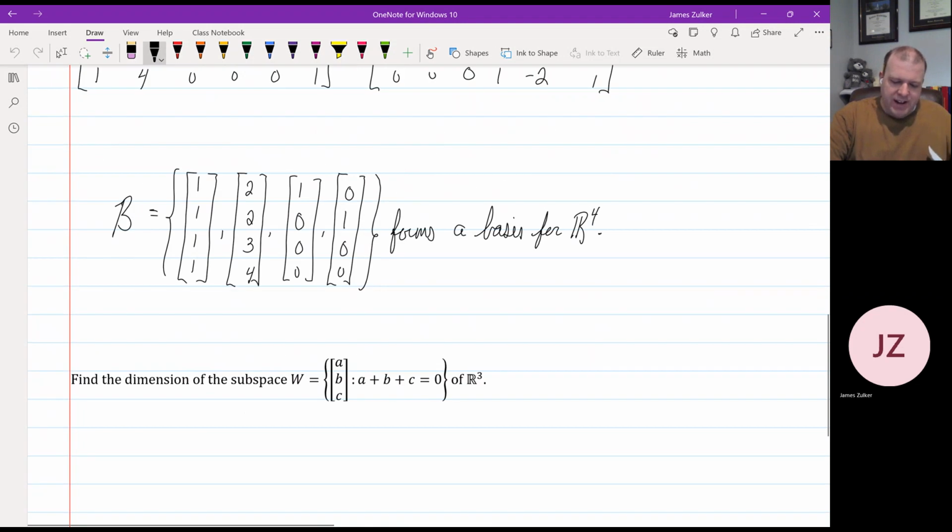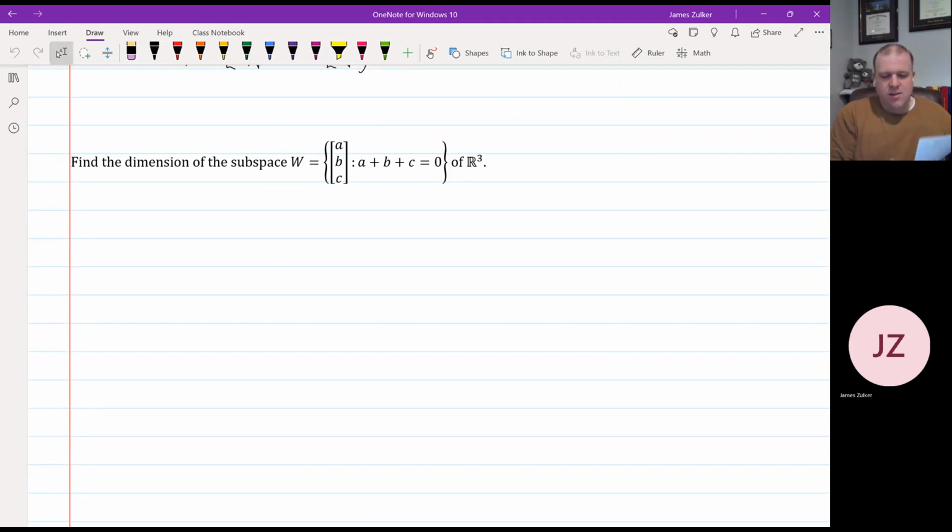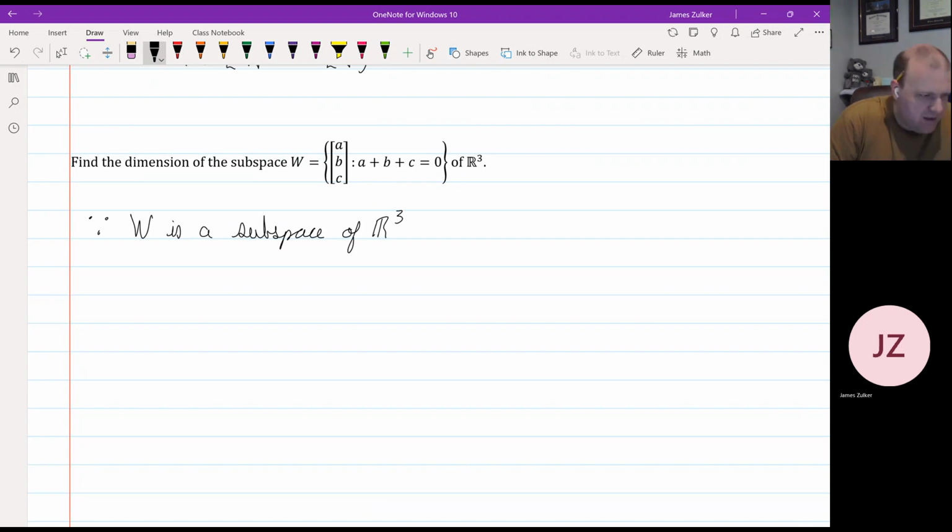Next, we want to find the dimension of the subspace W, which is the set of (A, B, C) in R3 such that A plus B plus C has to equal 0. Since W is a subspace of R3, the most the dimension of W can be is 3. So the dimension has to be less than or equal to 3.